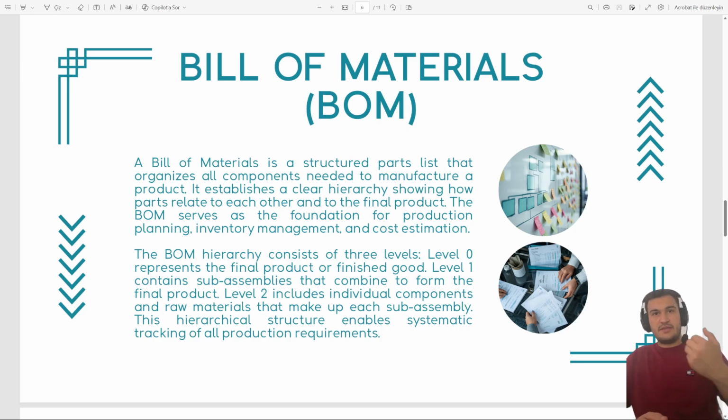BOM means bill of materials. The BOM adds a hierarchical structure by organizing components into assembly levels. This allows us to track parent-child relationships systematically.